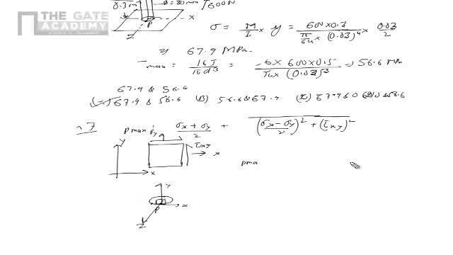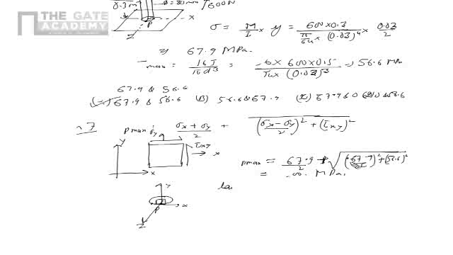Sigma P max is nothing but, now there is no sigma x, so sigma y is 67.9 upon 2 plus square root of sigma x is 0 minus sigma y by 2, which is 67.9 by 2, square. Actually this is minus, and plus tau xy square. So tau xy is 56.6 square. So if you solve this equation, you will get 100 MPa.